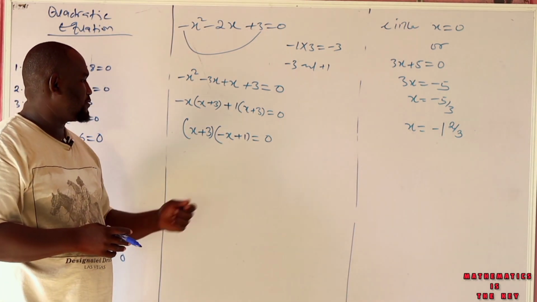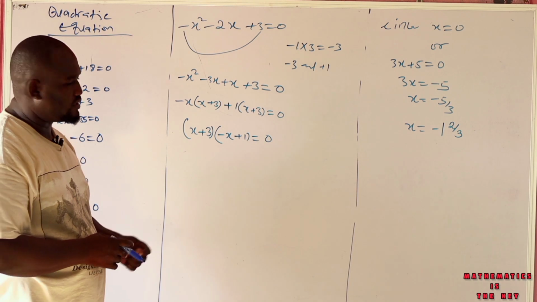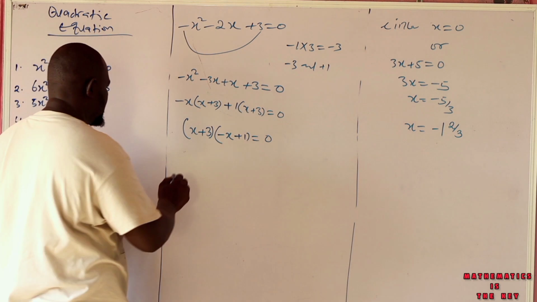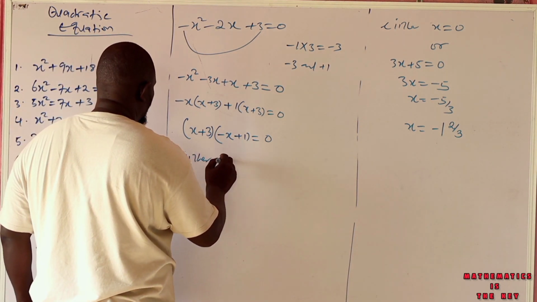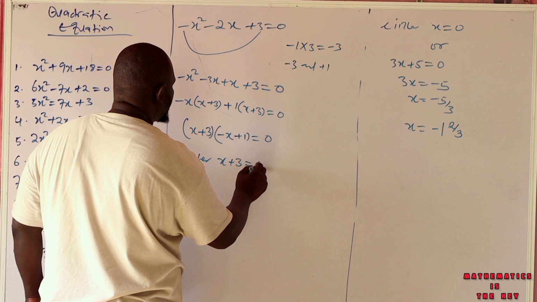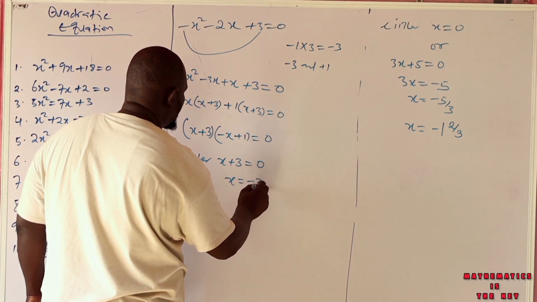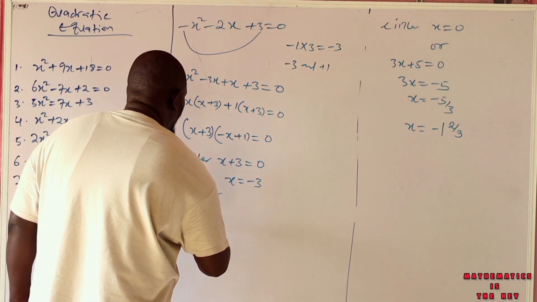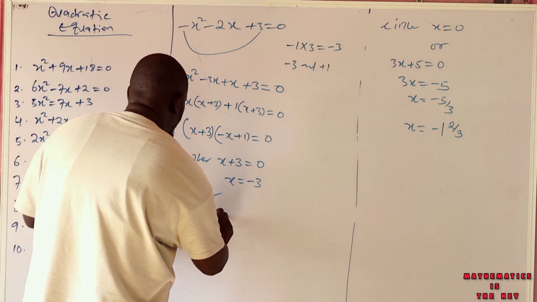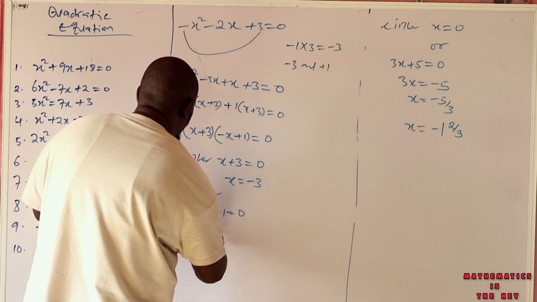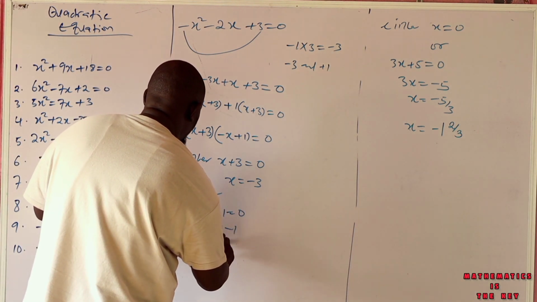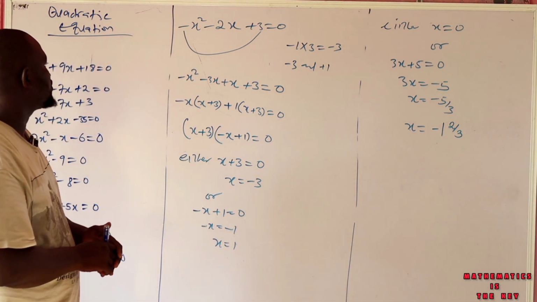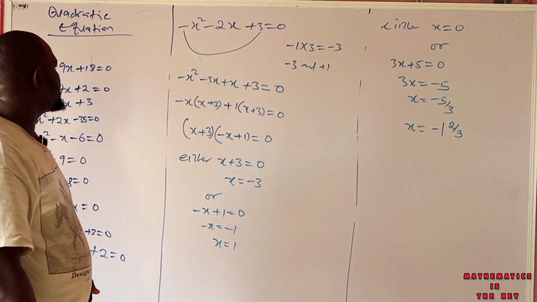We have the product of two brackets equal to 0. So either both brackets are 0 or one of them is 0. So either x plus 3 is equal to 0, and we have x is equal to minus 3, or we have minus x plus 1 is equal to 0. We have minus x is equal to minus 1, and x is equal to 1. So these are the solutions to this quadratic equation.